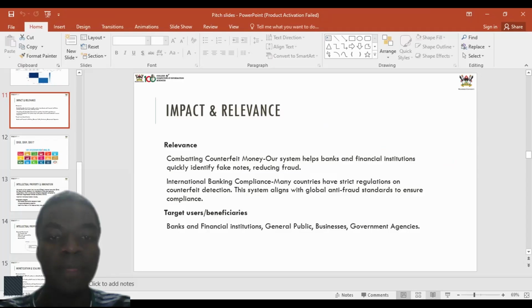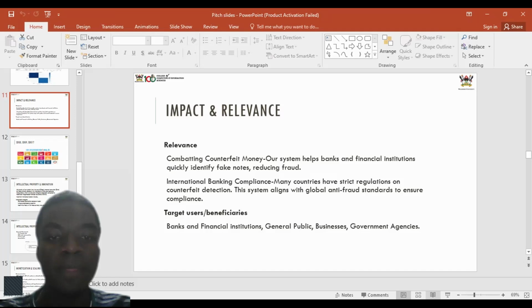Present the impacts and relevance of our project, which is about fake currency detection using graph attention networks. My group mate has already talked about the previous slides, and I'll begin from the impact and the relevance.